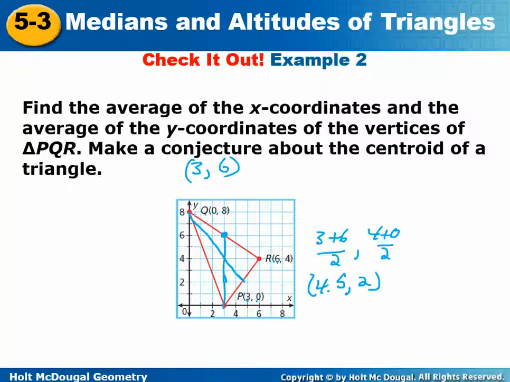Let's go ahead and find this one. The midpoint between 0 and 3 is 1.5: 0 plus 3 is 3, divided by 2. And then 8 plus 0 divided by 2 is 4. 1.5, 4. See how this is a nice straight line too?